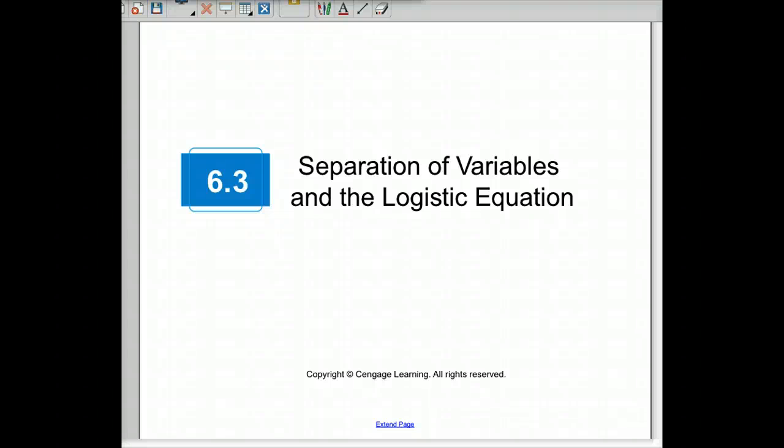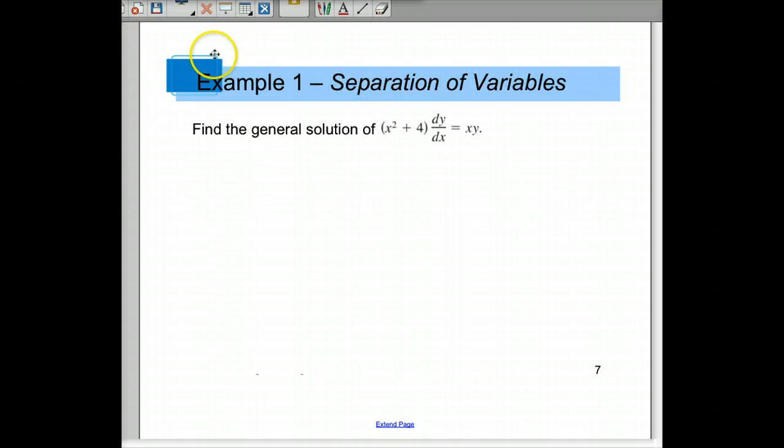Chapter 6, Section 3, we're just going to do the first part, separation of variables, not logistic equations. Example 1, if we have to find the general solution of the quantity x squared plus 4, dy dx equals x times y, we want to separate our variables.